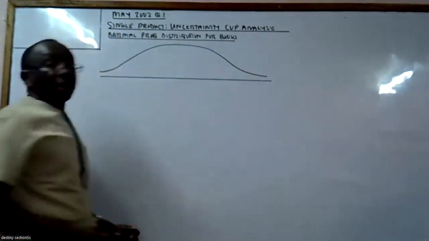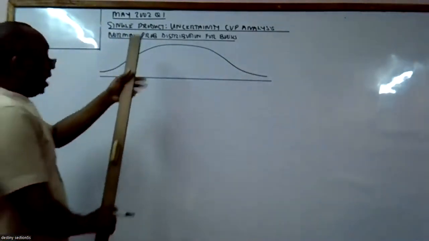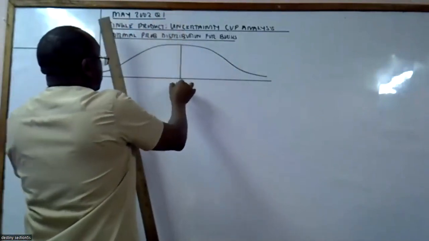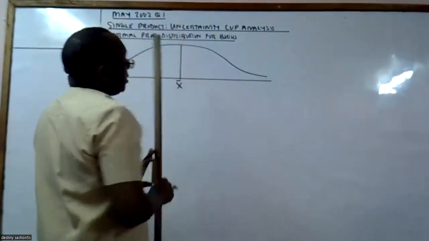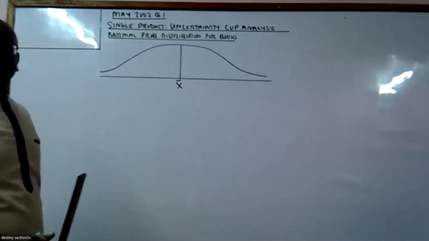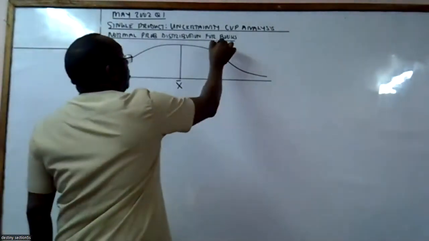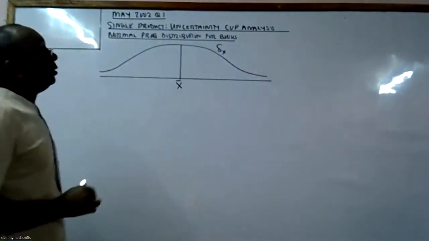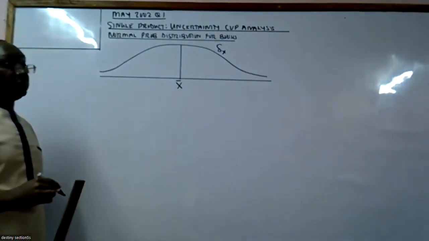That's what we call a normal curve. And I told you here at the center, we put the mean, the expected value of X. And here we put the standard deviation.